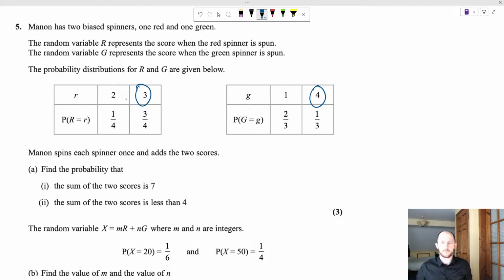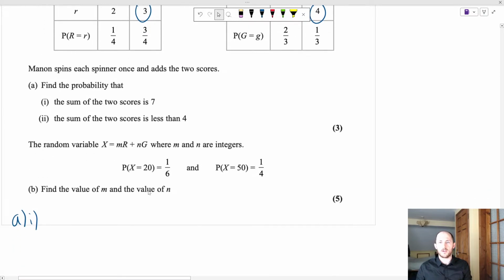So, anyways, the only way I can do it is if R is 3, G is 4. So in other words, all I need to do is write down the two probabilities when it's 3 and 4. Now, keep in mind that if you listen to my wording, it's not 3/4 plus a third. It's 3/4 times a third, because I want red is 3 and green is 4. So an "and" means times in maths. So it's going to be 3/4 times 1/3.